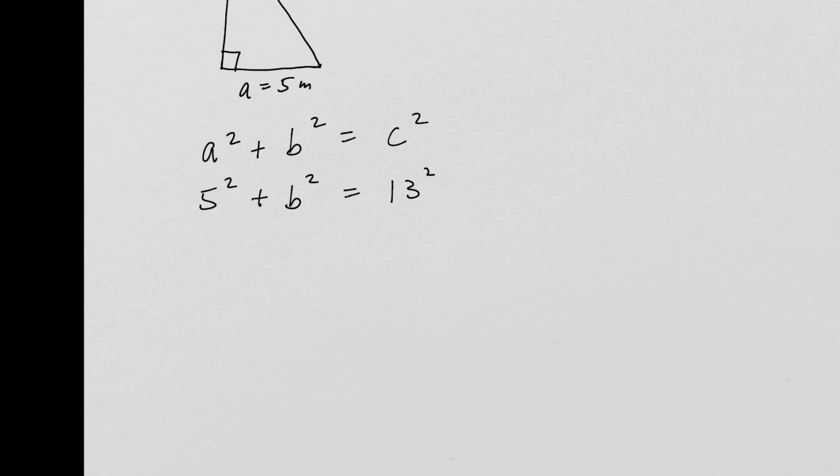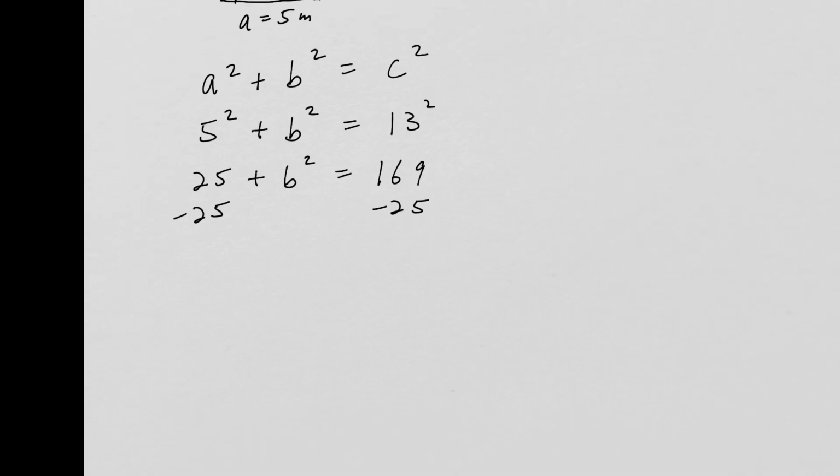And then if I work this out, this is 25 plus b squared is equal to 169. And then how do I get b squared by itself? Well, I have to subtract 25, right? But whatever I do to one side, I have to do to the other side. So b squared here is going to be 144.